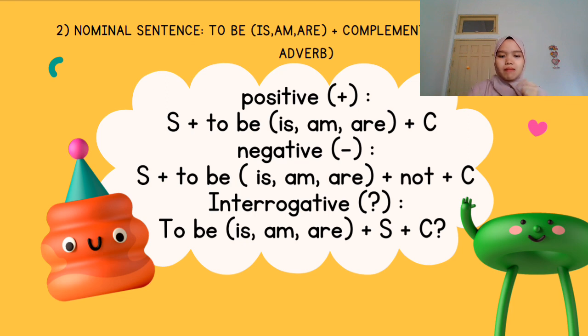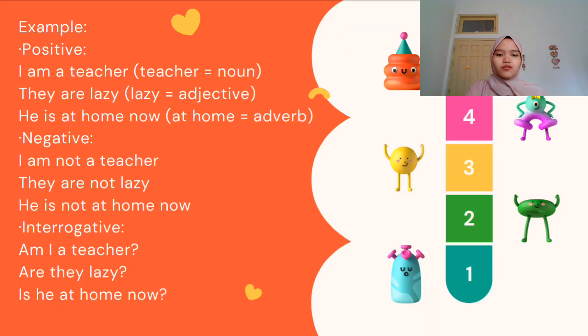I have the example here. For the positive form: I am a teacher. Teacher is a noun. I am a teacher: I is the subject, am is to be, teacher is the complement or noun. The negative form will be I'm not a teacher. And for interrogative, it will be am I a teacher? Like that. Another example you can see in my presentation.